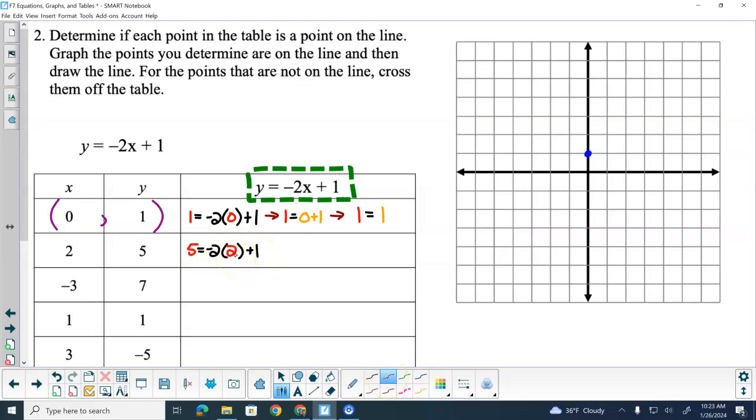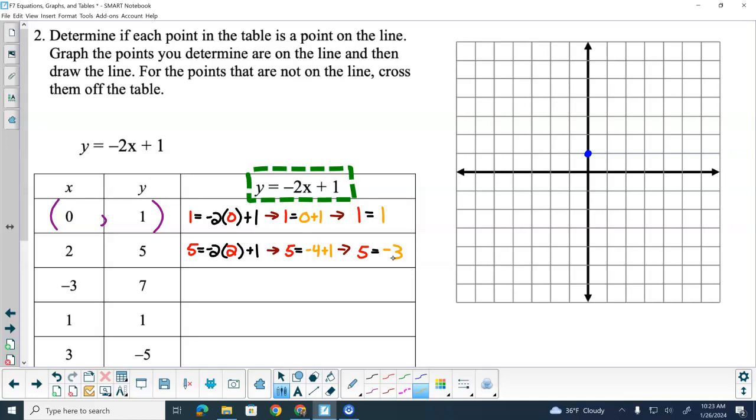Two for my x value. Negative 2 times positive 2 is negative 4. Negative 4 plus 1 is negative 3. And is 5 equal to negative 3?